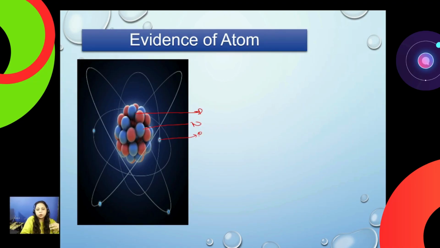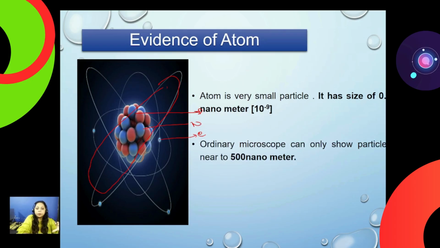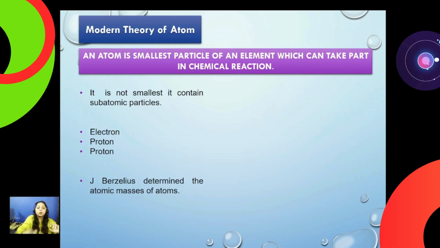These ones are electrons. So if you look closely at this structure, you can clearly see that the electrons are not present in a spherical pathway, but they follow a certain pathway, and we find these electrons in those specific areas. So atom is very small. It has a size of almost 0.01 nanometer. An ordinary microscope can only show particles near to this. So if we talk about the modern theory, it is not smallest. It contains the subatomic particles that are electron, protons, and neutrons.